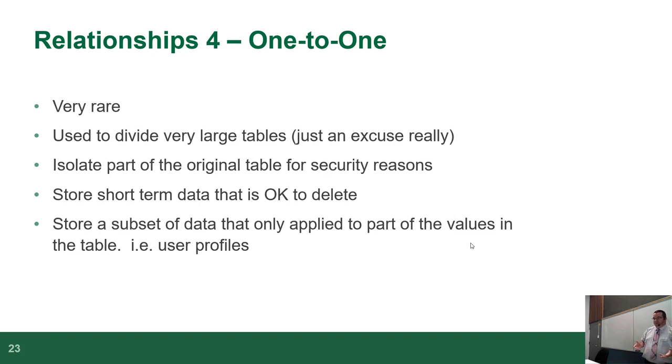That's a one-to-one relationship. Another reason, which is slightly more valid, is to isolate part of the original table for security reasons. So let's just say you have a table, and this table also contains sensitive information such as SIN numbers, usernames, passwords, that kind of stuff. You may actually take that information, put it in another table, lock it down by tighter security so that you have the person's basic information here, but not everybody can go diving into this one, or you need to encrypt part of this information.